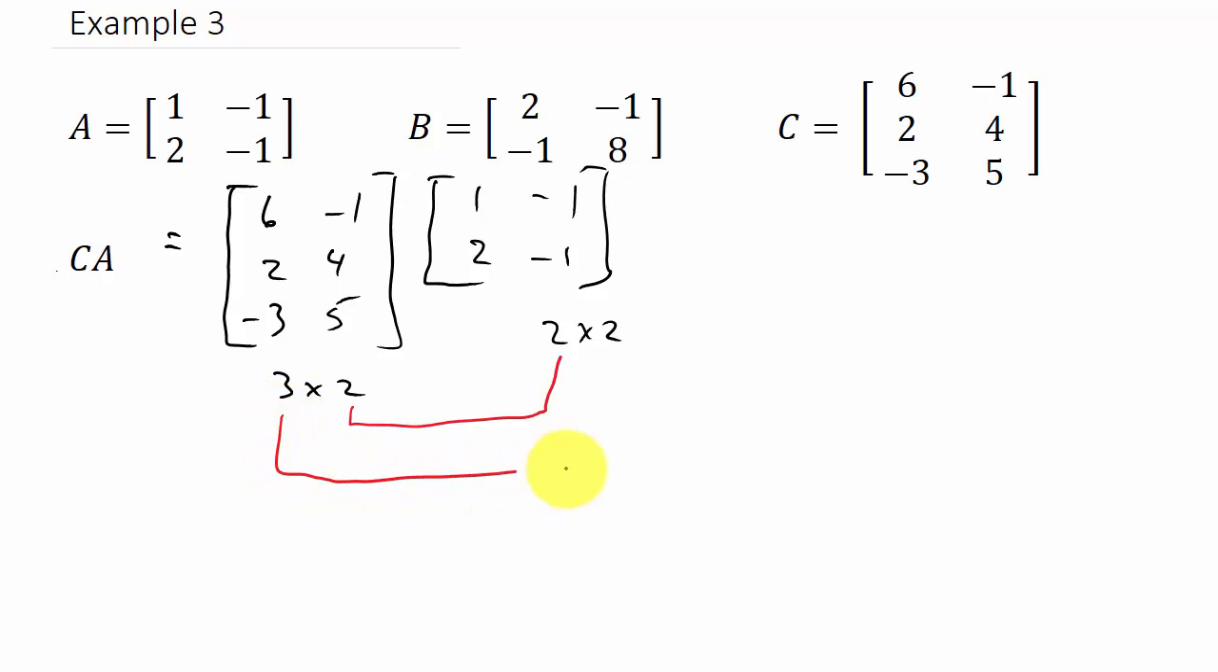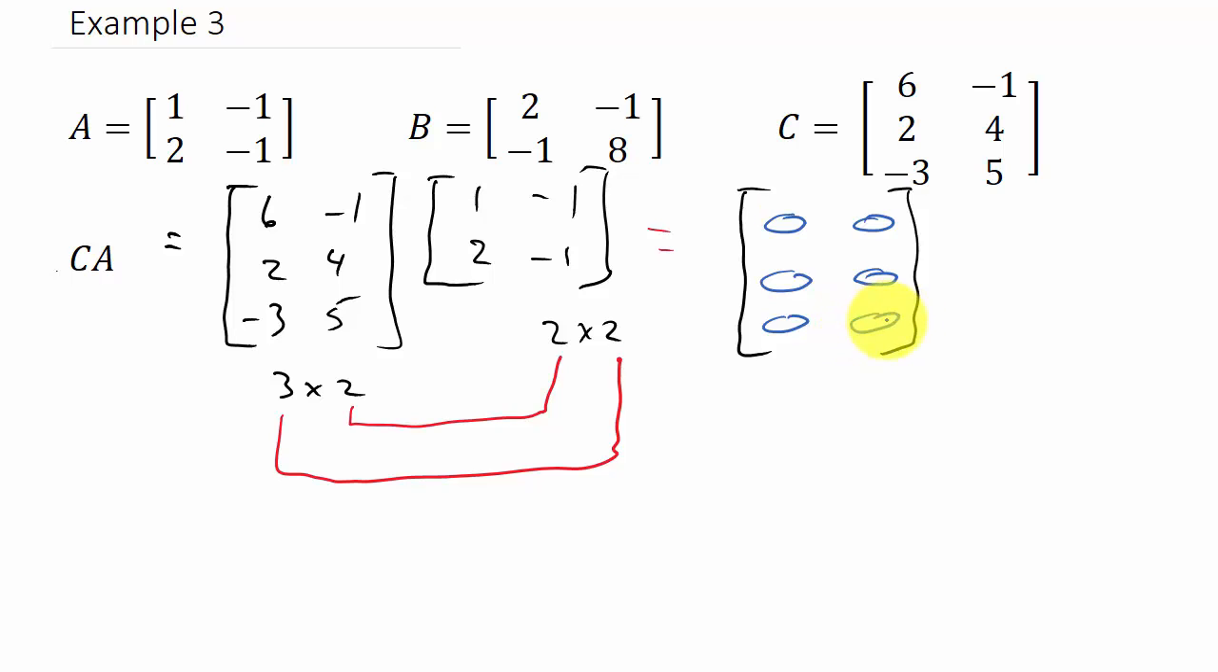And then the dimensions of my product matrix, or the dimensions of my answer, is going to be a 3 by 2. So this one, my answer, is going to be a 3 by 2. So our entries is going to be 3 rows and 2 columns. Alright, so let's erase this.